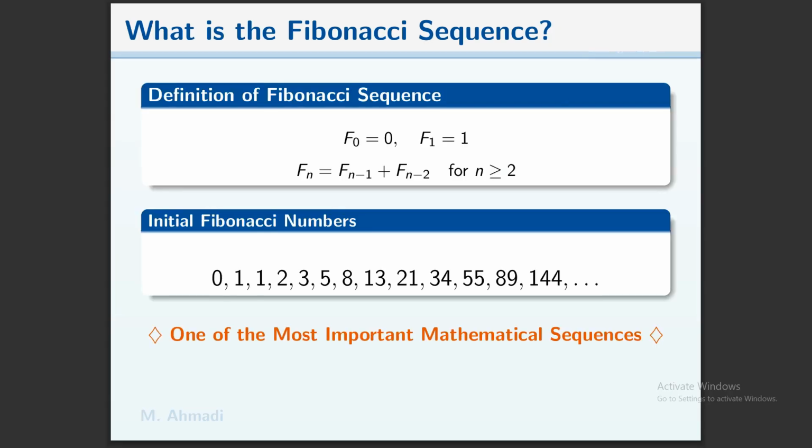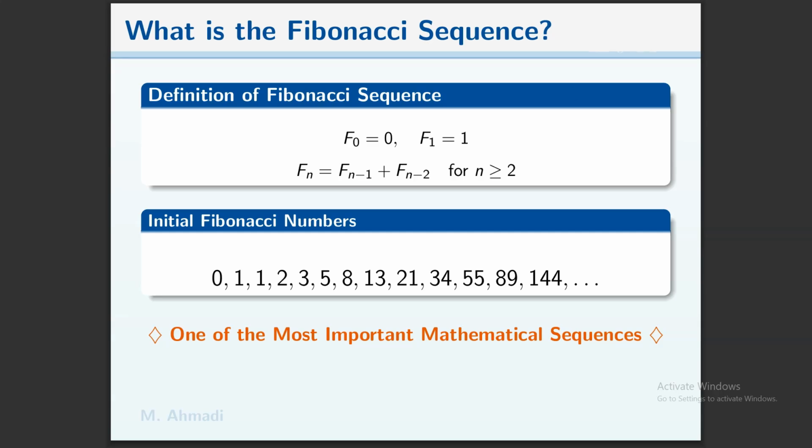What is the Fibonacci sequence? The Fibonacci sequence begins with 0 and 1. Each subsequent number is the sum of the two numbers before it. So we have 0, 1, 1, 2, 3, 5, 8, 13, 21, 34, 55, 89, and 144, and so on. This simple rule, adding the previous two numbers, creates a sequence that appears everywhere in nature. And the beauty of it is that this simple pattern leads to some truly extraordinary mathematical properties.